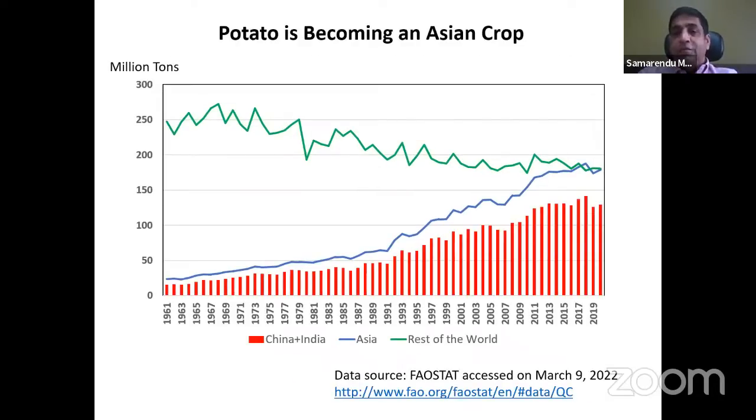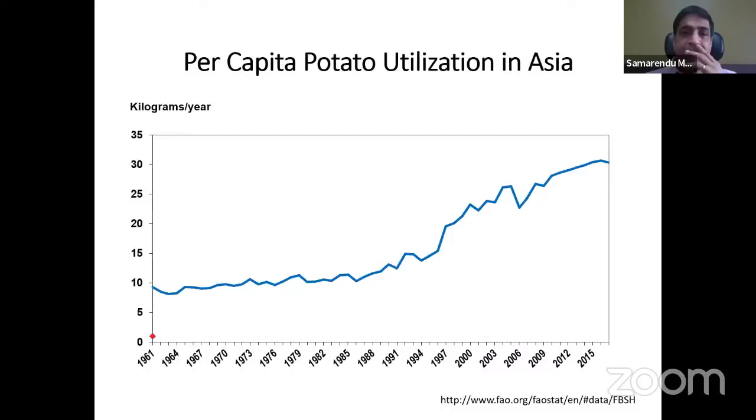Within Asia, if you look at which countries are growing potatoes, primarily China and India account for the bulk of the potato production. The red bar you see there is the total production of China and India. They account for most of the potato production in Asia. And potato is a staple for both these countries, the first and second most populous countries.